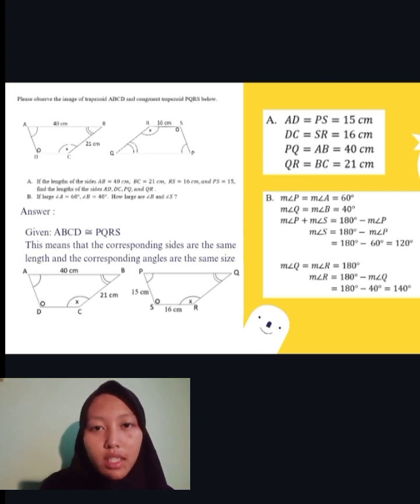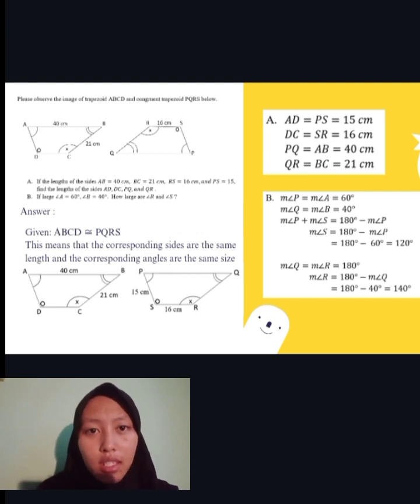Then part B, if the size of angle A is 60 degrees, angle B is 40 degrees, the question is how big is the angle R and angle S. Because it is known that the trapezoid shapes ABCD and PQRS are congruent, we can write that ABCD is congruent with PQRS, meaning that the corresponding sides must be the same length and the corresponding angles are the same size.